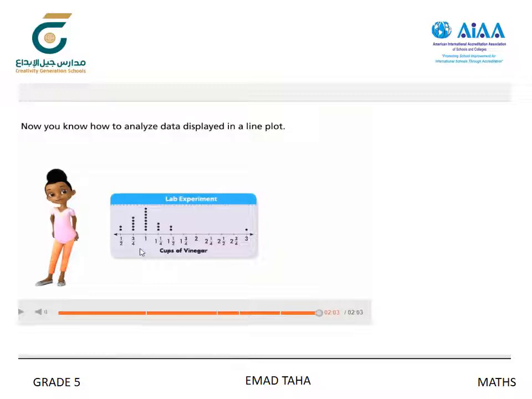When I ask about the number of dots more than 1, we count the number of dots after 1: 1, 2, 3, 4, 5, and 6. When I ask about the number of dots at 3 over 4 or less, we count at 3 over 4 and less than 3 over 4, and so on. Okay, now we move to the practical part.